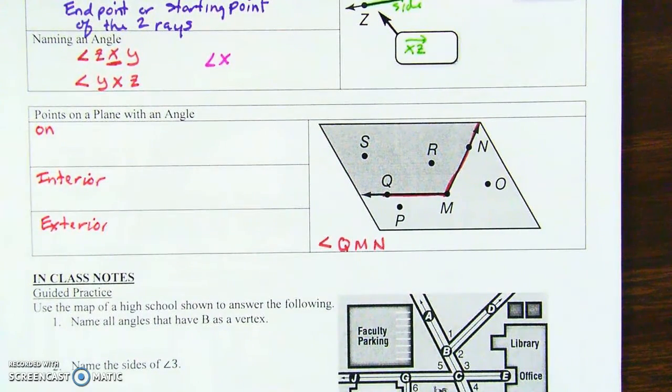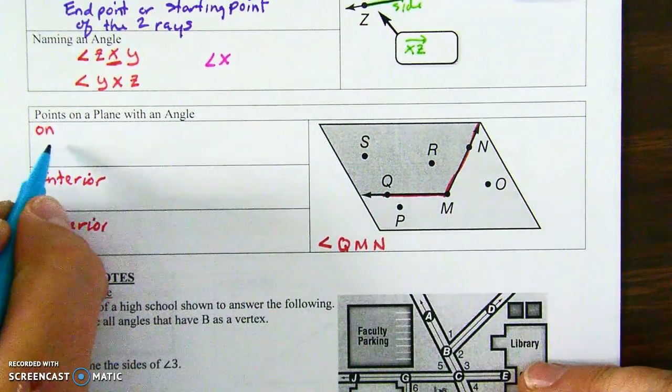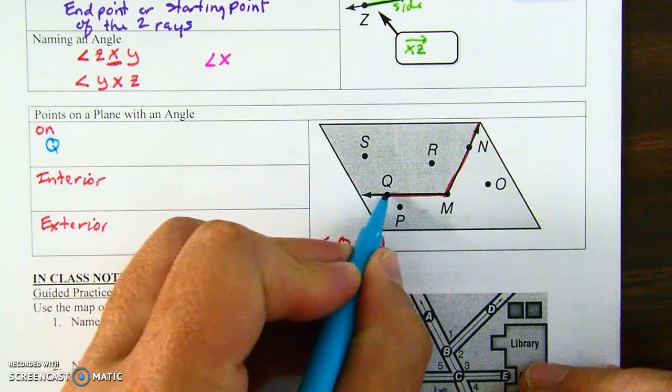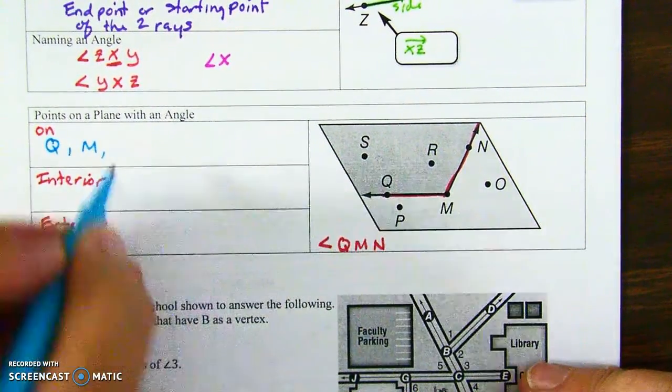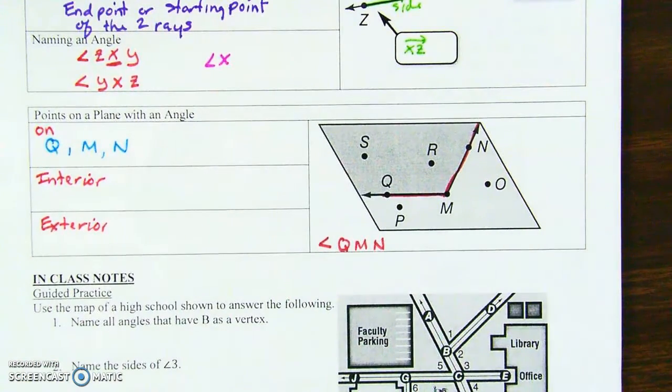So on means anything that lies on the line. In this case, we look at what points lie on the line. We're going to talk about, okay, Q lies on the line, M lies on the line, and N lies on the line.